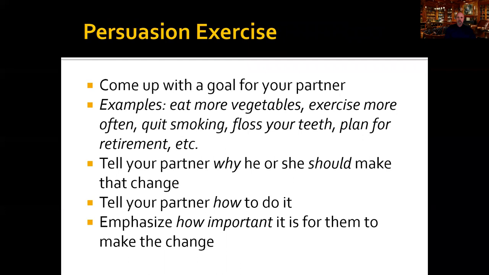So what we do in the family dynamics course is we actually do this persuasion exercise live in the classroom. And so we have everybody pair up. And then what we do is we have the counselor come up with a goal for the client or the partner. It doesn't matter what the goal is. The counselor is the one that gets to choose what the goal is. And then we have them try to convince the other person why he or she should make that change, tell them how important it is to make that change, really kind of go over the top, give them lots of advice, dictate to them what it is that they really need to do.